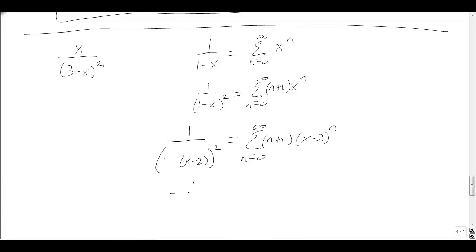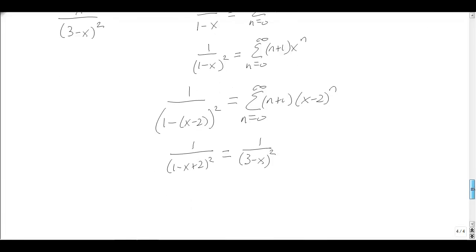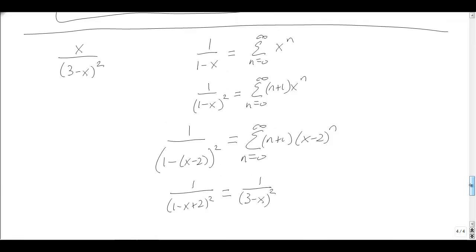And so this is 1 over (1 minus (x minus 2)) squared. Note that's 1 over (3 minus x) squared. Well, that's convenient. That's exactly the denominator we want. That's going to help us out here. So we get 1 over (3 minus x) squared equals the sum n equals 0 to infinity of n plus 1 times (x minus 2) to the n. So now we can use that.